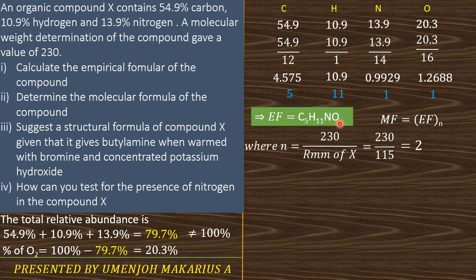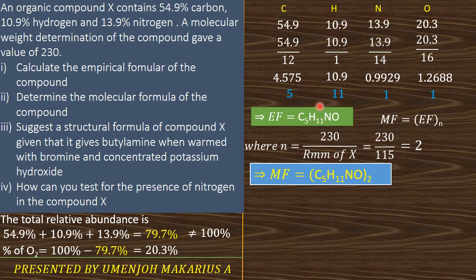Good. So this is the value of n. So our molecular formula now can translate into C5H11NO. This is the empirical formula, now times the value of n as we have it here. We have our n to be 2. Good. So friends, this is our molecular formula.